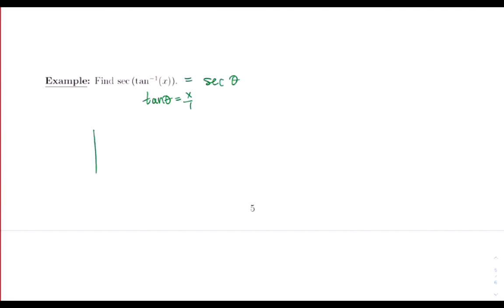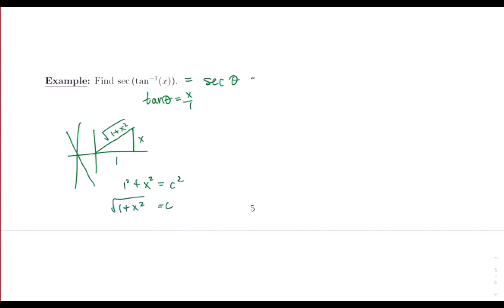So we're going to draw a picture. It's tan inverse, so we know we're not going to be in 2 or 3. And we're going to say that x is positive, so we'll put it up here in quadrant 1. Tangent is opposite over adjacent, so this is x over 1. And then use that to find the hypotenuse. So 1 squared plus x squared equals c squared. So c is the square root of 1 plus x squared.